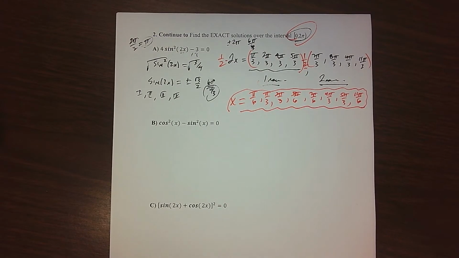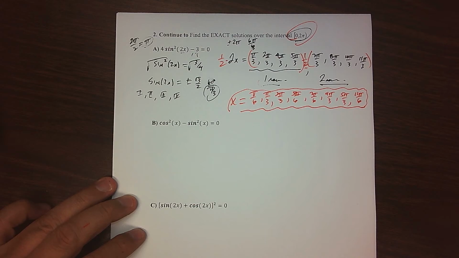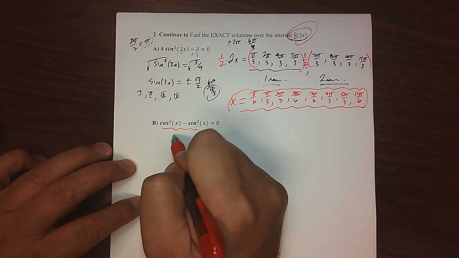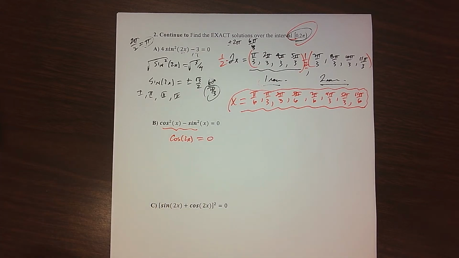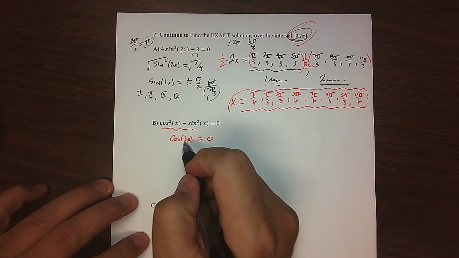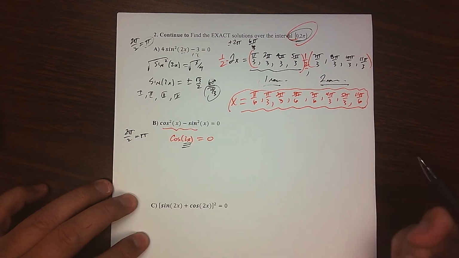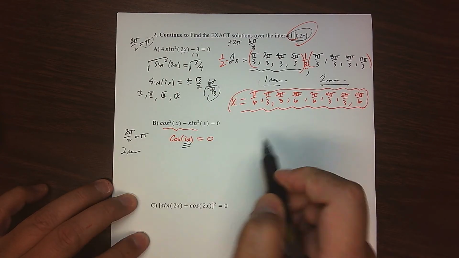All right, so the next one, again, there's actually a lot of ways to solve it, but the way that I'm going to see this is, this is one of our double angle formulas for cosine. So this is cosine of 2x equals 0. And so, again, we're talking about our new period is pi. So just like this one, we're going to have to go out 2 revolutions to get them all.